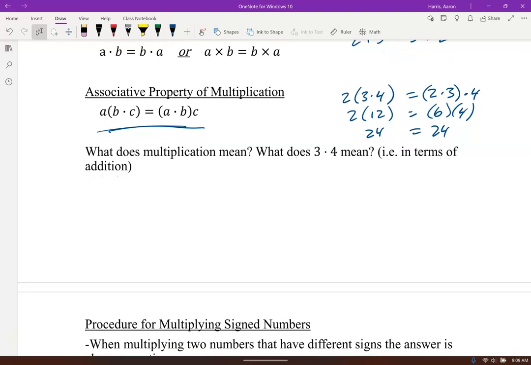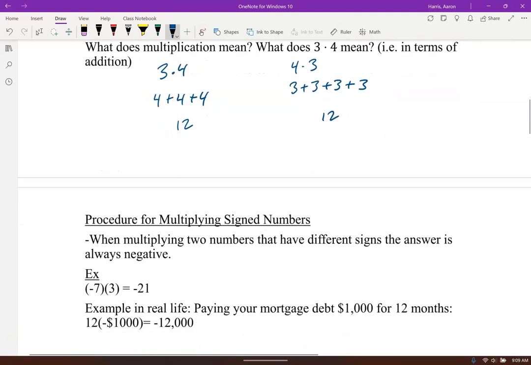And by the way, what does 3 times 4 mean? What does multiplication mean? It means there's 3 sets of 4's being added up, or there's 4 3's, right? That's what your multiplication means.